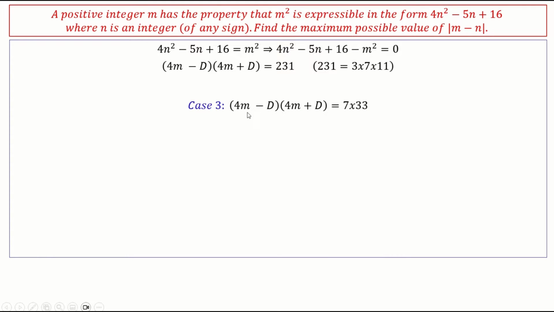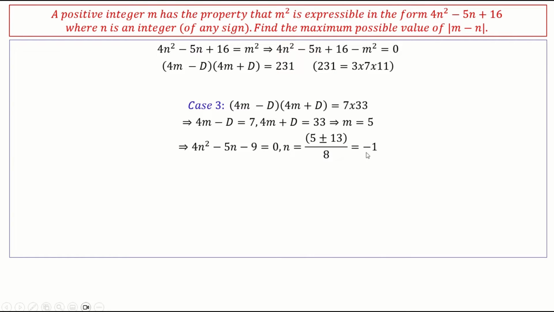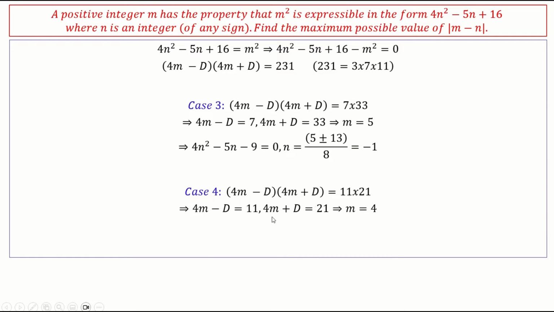Okay. Next case is 4m minus d into 4m plus d equal to 7 into 33. So if you solve this, m is 5 and n is minus 1. Case 4 is 4m minus d into 4m plus d equal to 11 into 21. So if you solve for m, then m is 4 and substitute the m value and solve the quadratic equation given, what you will get is n is 0. And of course n is also 5 by 4 you will get, but that is not an integer solution, so we will not consider that.